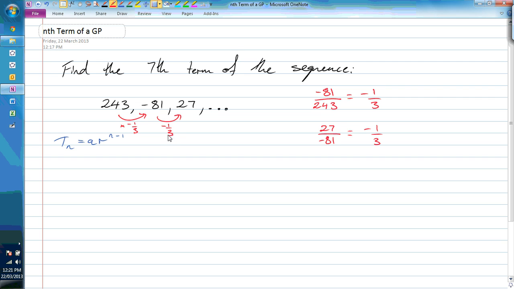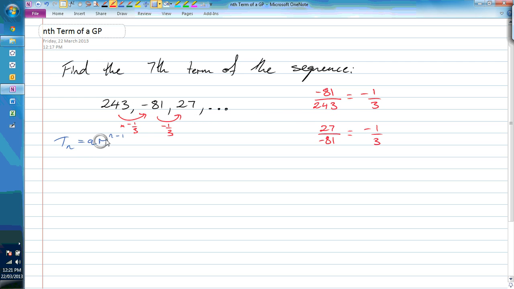And just because this is a fraction, and just because it's negative, doesn't mean we can't use our nth term formula. Something else to note here, when this common ratio is less than 1, so when it's a number between minus 1 and 1, a proper fraction, then you'll notice that our terms will decrease in size. We'll go from 243 down to 81, down to 27, and they'll keep getting smaller and smaller as we go along here.